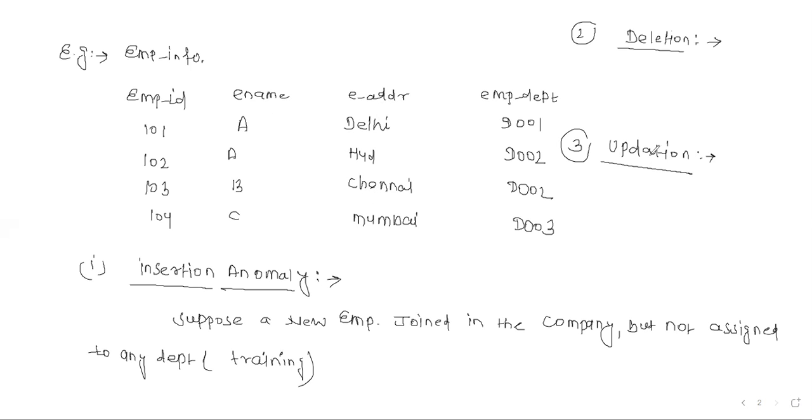It means if you are going to update, the update should be for a specific record, not for the matching records. Otherwise, you will change the other value which is not related to the first. So that is called the third anomaly, called updation anomaly.